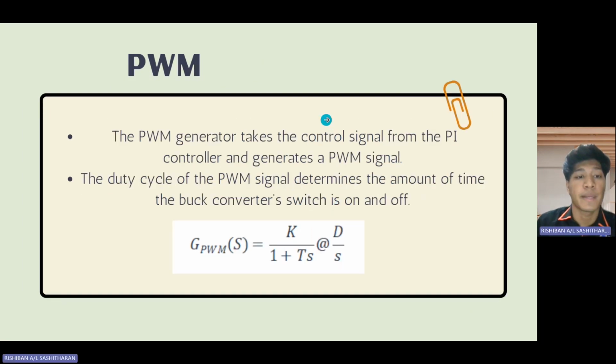Okay, for PWM, the PWM generator takes the control signal from the PI controller and generates a PWM signal. Second, the duty cycle of the PWM signal determines the amount of time the buck converter switch is on and off. Okay, this is the transfer function of PWM.